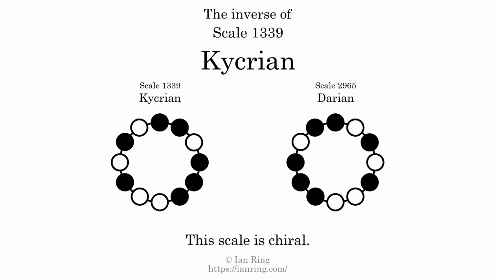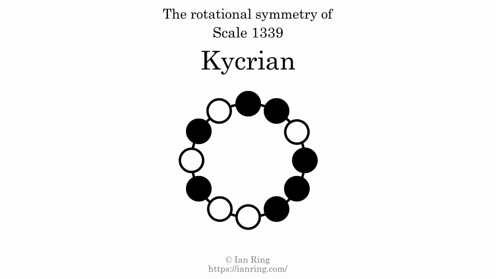The inverse of a scale is a mirror image. It is what you get when the sequence of intervals is reversed. The inverse of this scale is scale 2965, also known as Darien. This scale is chiral. It cannot transform into its inverse by rotational transformation. This scale has no rotational symmetry.